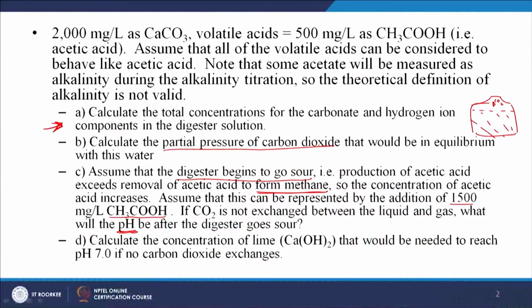So again, let us look at part D2. Now calculate the concentration of lime, which is a source of OH minus ions, that would be needed to reach pH 7 if no carbon dioxide exchanges.